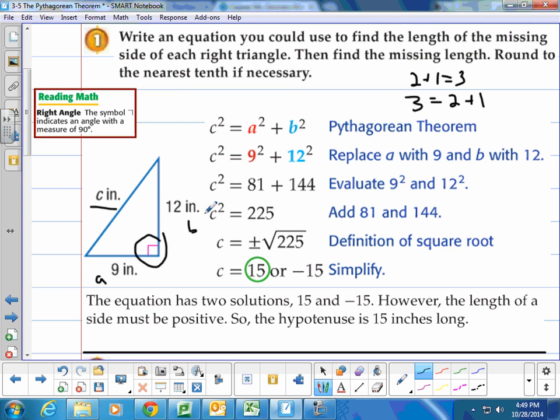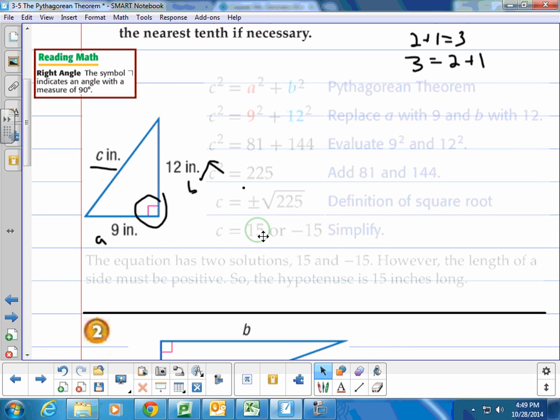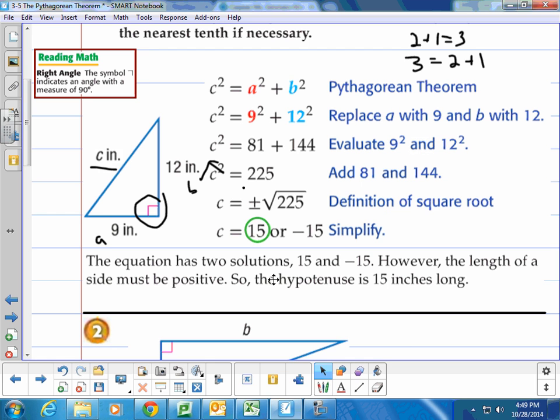Remember, those are the inverse. So if we take the square root, it's like those two things cancel, and we're just left with C. Taking the square root there, C is equal to 15 or negative 15. The reason that we circled 15 here is because the equation has two solutions, 15 and negative 15, because both of those numbers can multiply by themselves to get to 225. However, it's the length of a side, and that has to be positive. We don't count negative inches, so therefore it's going to be 15 positive inches long for this side.